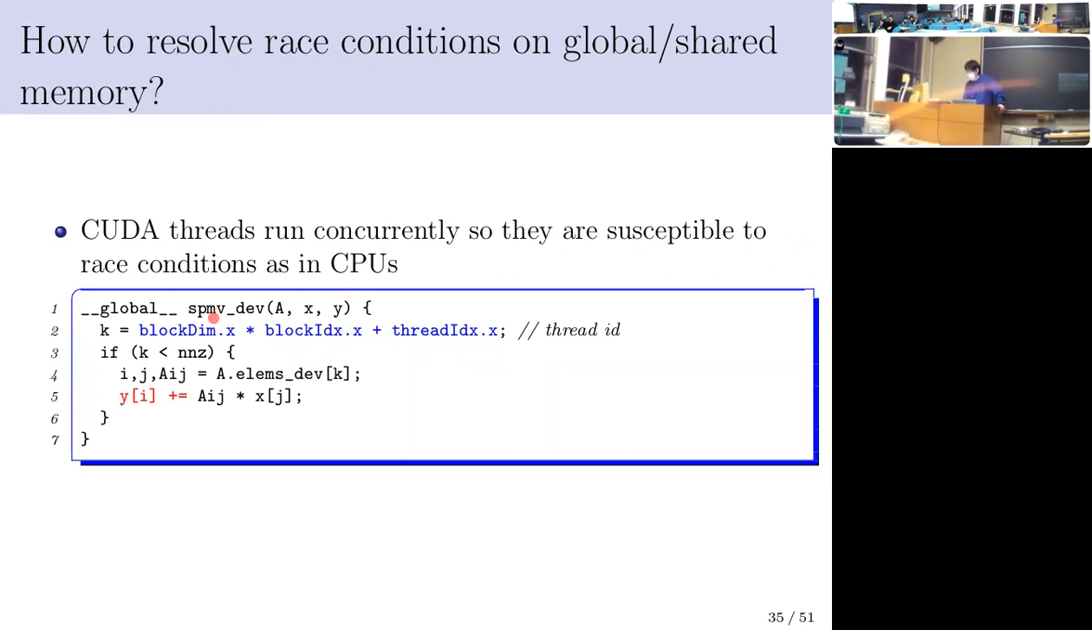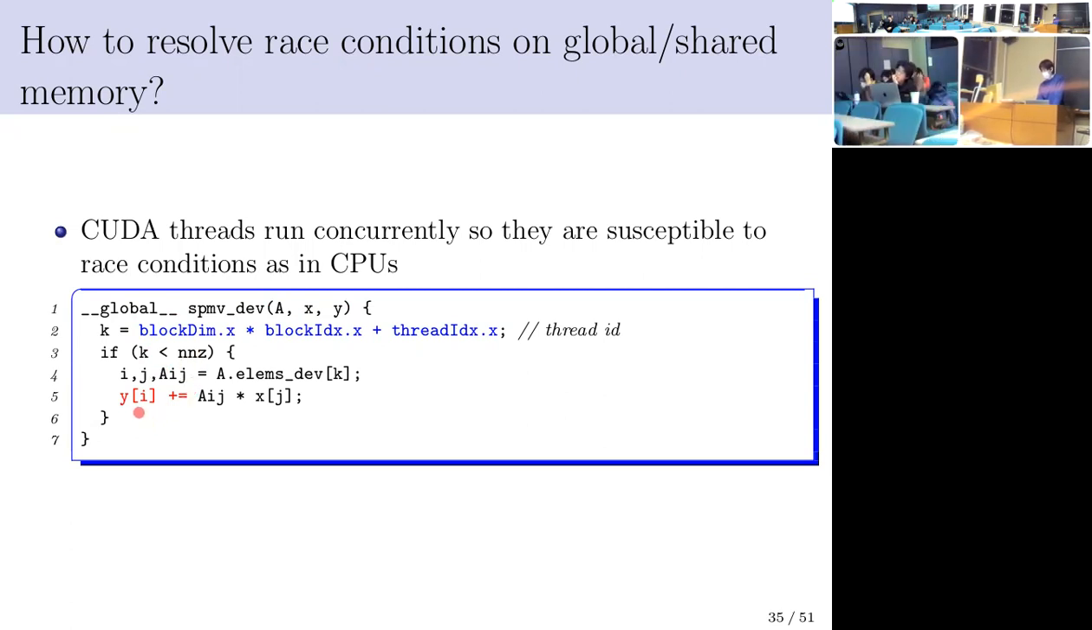Just as an example, I briefly talked about this example last week too. This is example code doing sparse matrix-vector multiplication using the COO format, the coordinate list format. When you run this code, it might happen that two different threads are trying to write to the same location, the same element of y. So this code is not going to work.